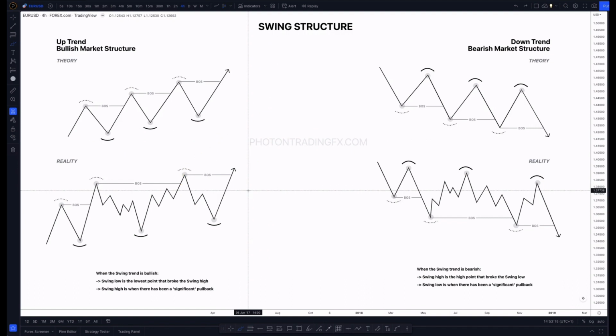But we'll go over this on the price charts in a bit, and it will make a lot more sense. And then obviously the exact opposite for when the trend is bearish. So when we get that break of structure, we expect this swing pullback. So at that exact moment that you get that break of structure, we know where the high is.